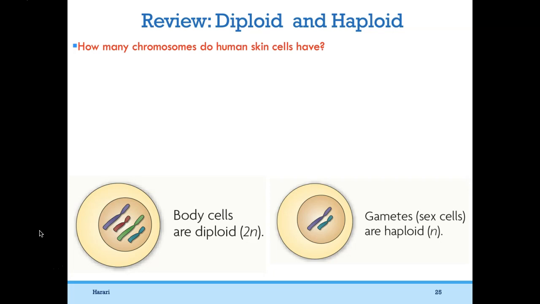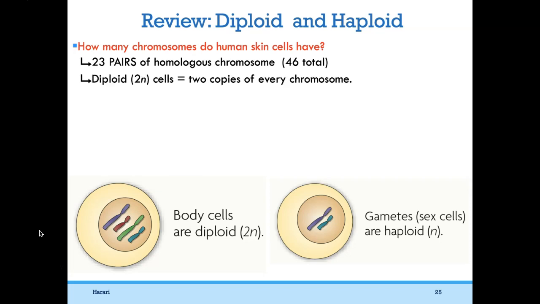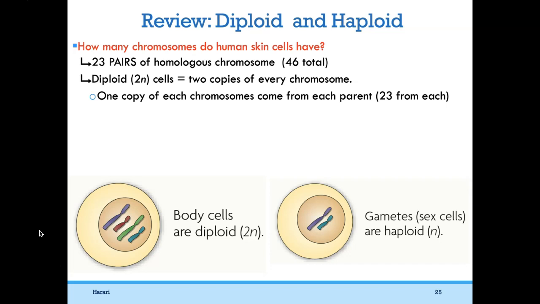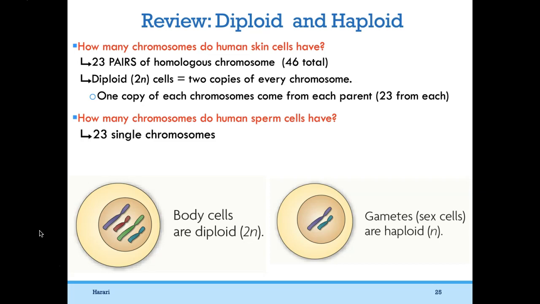So let's just review haploid and diploid cells. How many chromosomes do human skin cells have? Right, we have 46 total, 23 pairs of homologous chromosomes. We said one copy of each chromosome came from each parent. How many chromosomes do human sperm cells have? 23 single chromosomes. They only have one set, and that makes them haploid. They only have one copy of each chromosome.